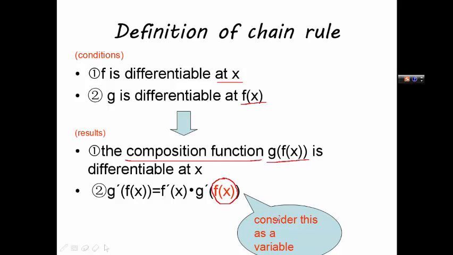This little part, we can consider it as a variable. It stays the same during the process of calculating.